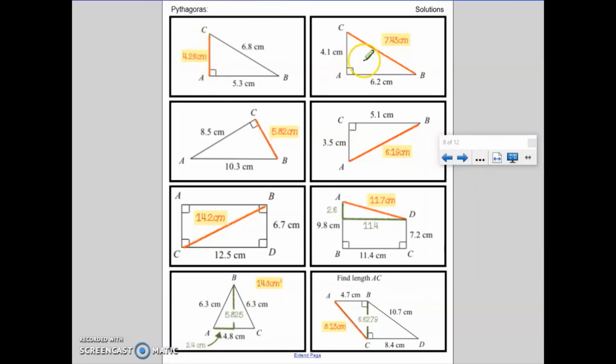Even though I've just displayed the answers on the screen, your answers should include full written notation showing me how you labeled the triangle and how you used the correct method to get your answer. Very well done if you were able to get all 8 correct answers.